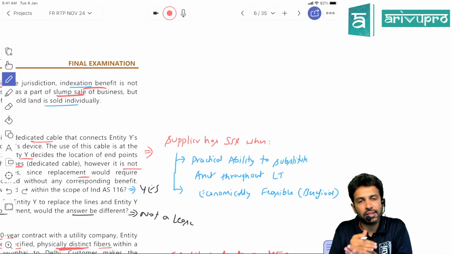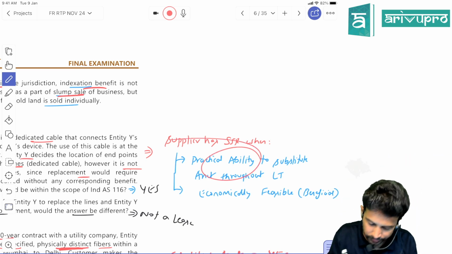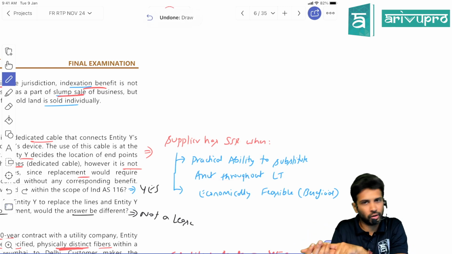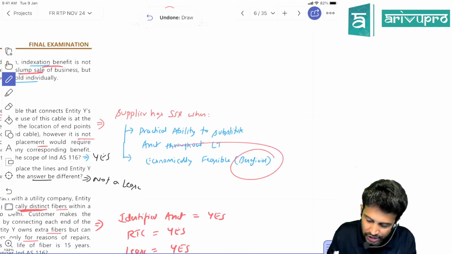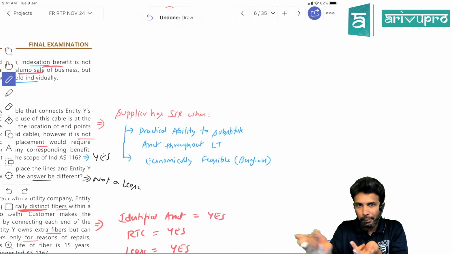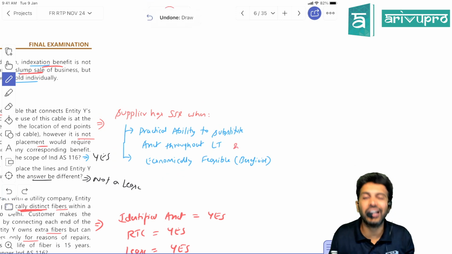One is the supplier should have a practical ability to substitute the asset throughout the lease term. He should have the ability to substitute it. Second one, it should be economically feasible or beneficial for the supplier to replace it. By replacing, you should be getting some benefits. If both the conditions are satisfied, we say the supplier has SSR.